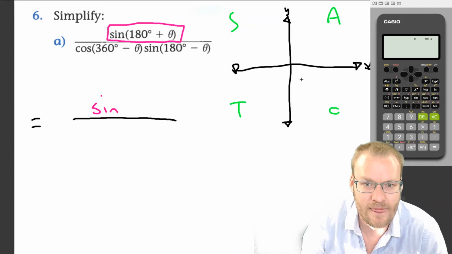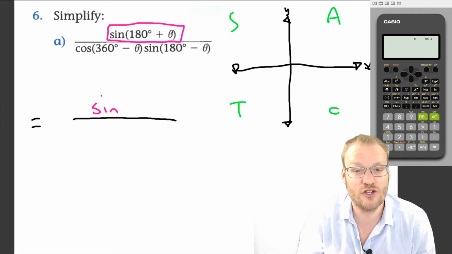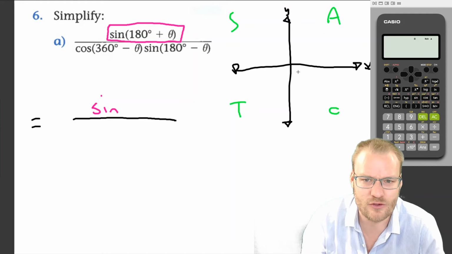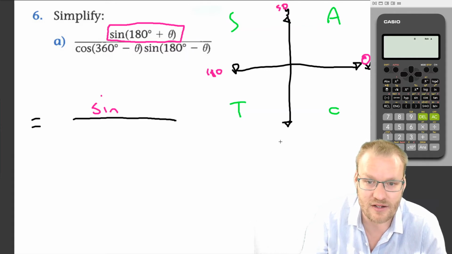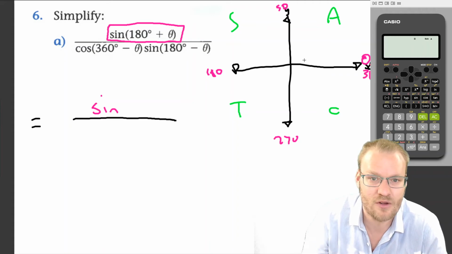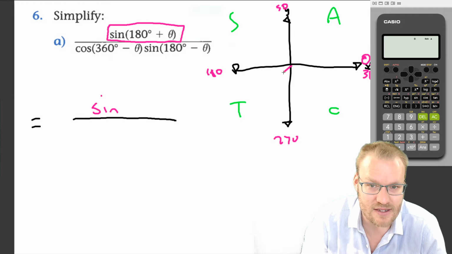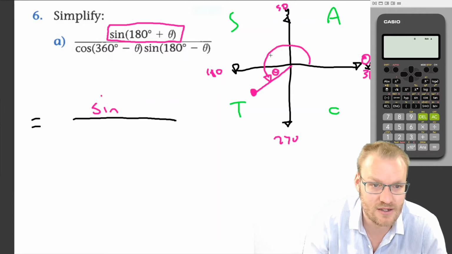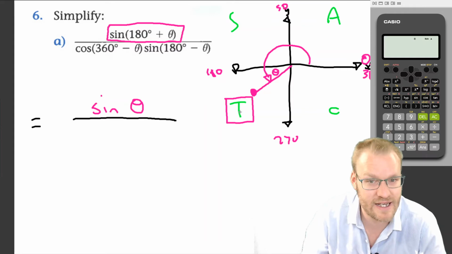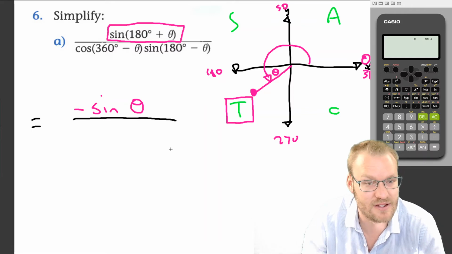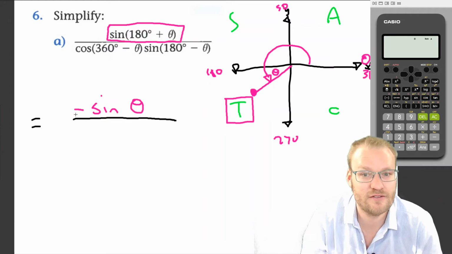180 plus theta, let's always say that theta is an acute angle. It doesn't have to be, but for the sake of our CAST diagram, let's say so. So 180 plus, if this is 0, 90, 180, 270, and back to 360, 180 plus theta gets us into this quadrant. Now, in this quadrant, 180 plus theta, this bit's theta, so this is going to be the same as sine theta, but because we're in the third quadrant, only tan is positive, so this must be negative sine theta. Okay, and we're going to follow that process for each of these angles.